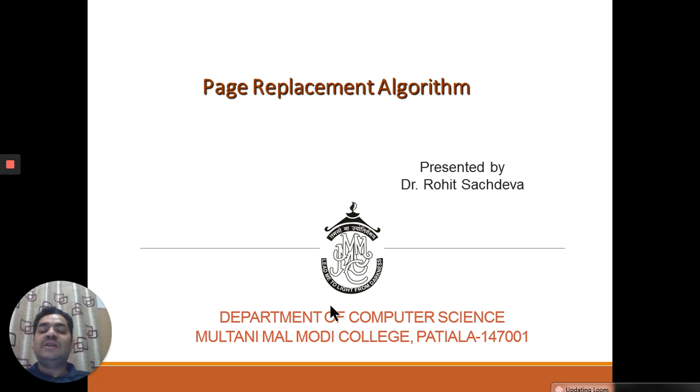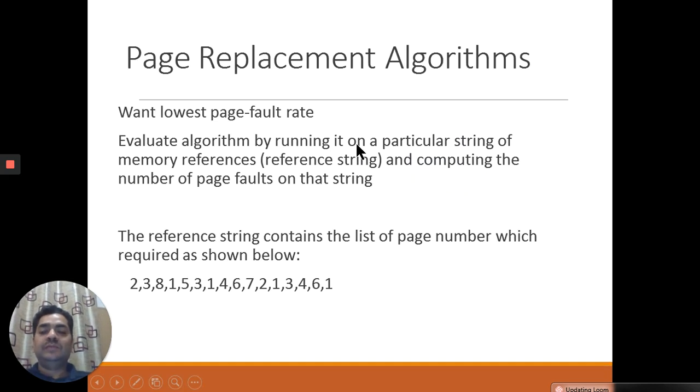It means when a page is demanded and frames are not free, then we deallocate a frame, free the frame, and replace it with the new demanded page in physical memory. For that, we need the page replacement algorithm. So a page replacement algorithm is required for the lowest page fault rate. It means the algorithm which has the lowest page faults is the better one.